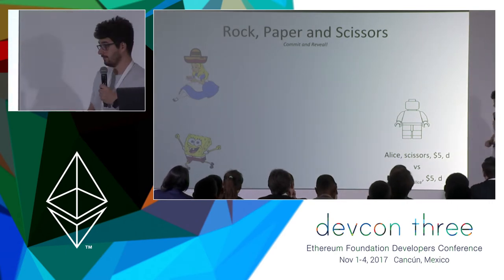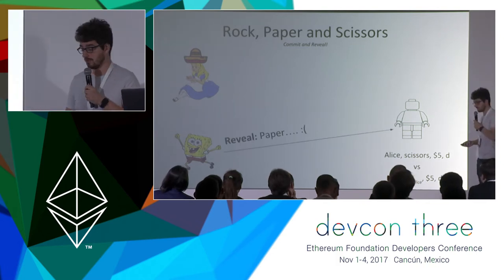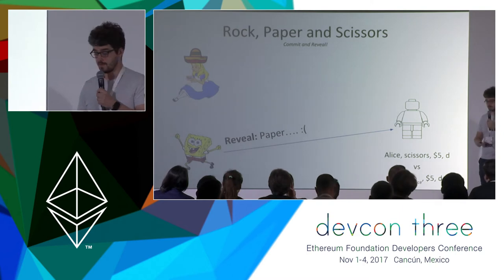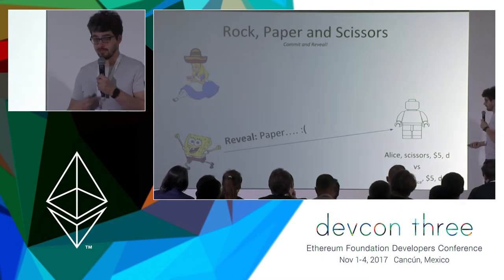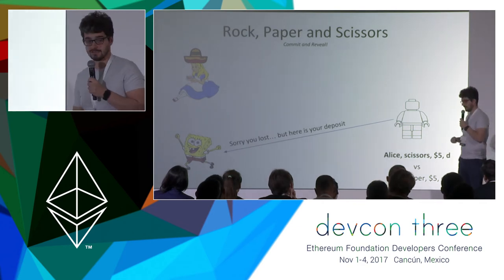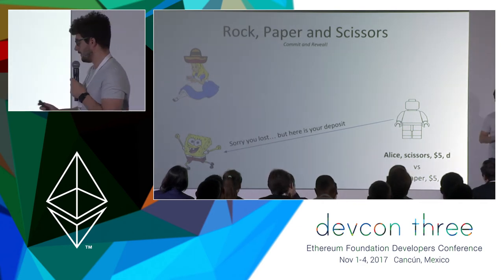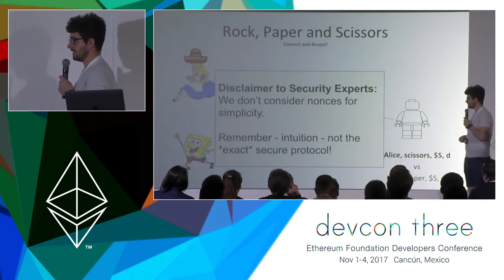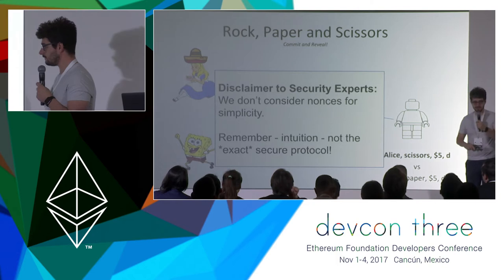Or two, he plays the protocol if he wins or loses. Now, because he's left a deposit, he's going to reveal paper, and he's lost the game. But he does this because he wants to get his deposit back. The contract will evaluate this and say, okay, I'm sorry, scissors beats paper. Bob gets his deposit back, and Alice wins and gets $10.